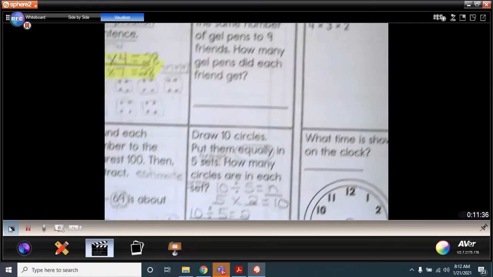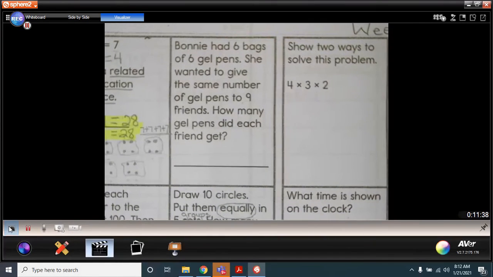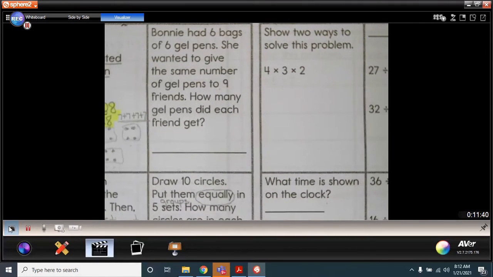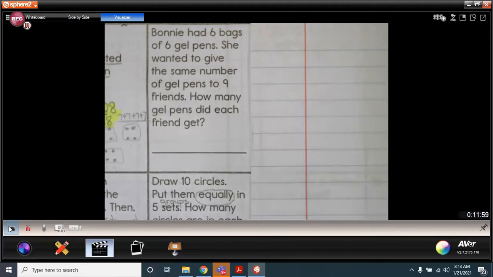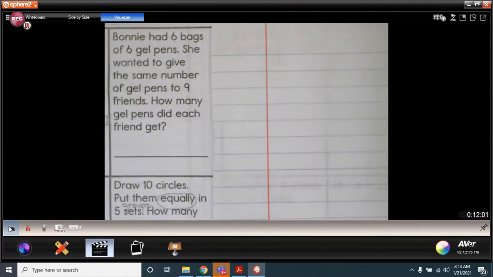Now, my next problem is a 2-step problem. So I kind of want to model this for you so that you can see how we can visually put this into a picture for us to view. So we're going to use, Bonnie had 6 bags of 6 gel pens. And all of us like gel pens, right? We all like to get those cool colors.